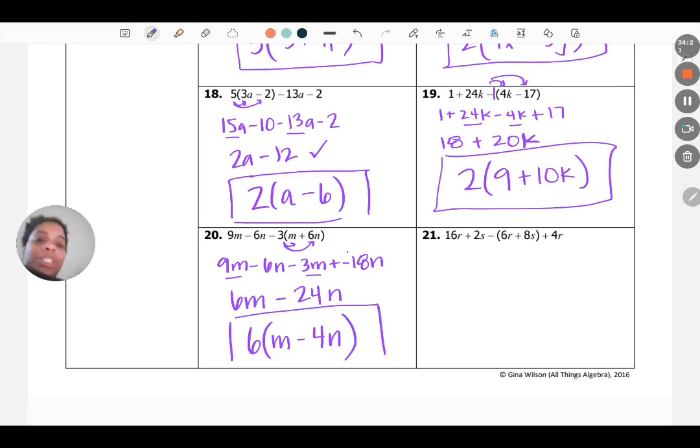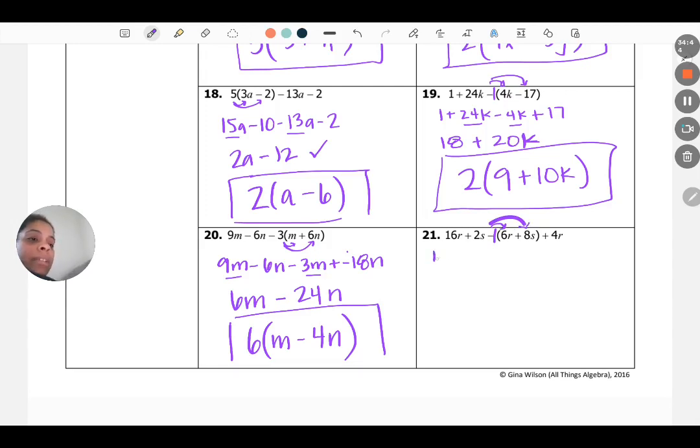Last one, and we're just about at 35 minutes. I was going to keep it under 30, but 35 is not too bad. All right, we have 16r plus 2s minus 6r plus 8s in parentheses plus 4r. Okay, we're going to put our imaginary 1 here, and we're going to distribute so that we can rewrite this to make sense for us.